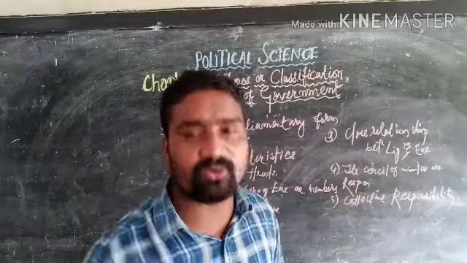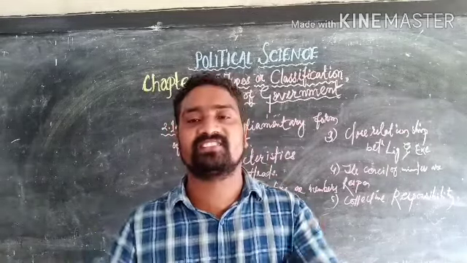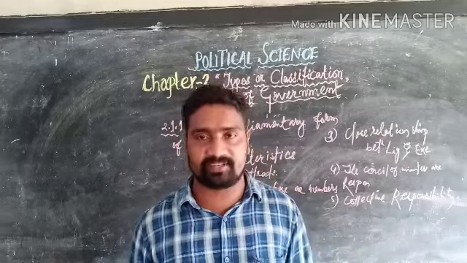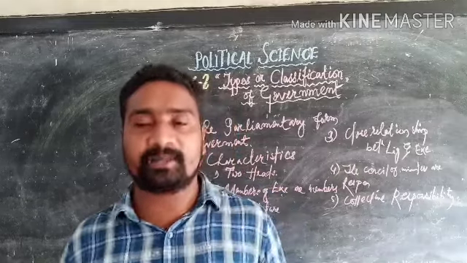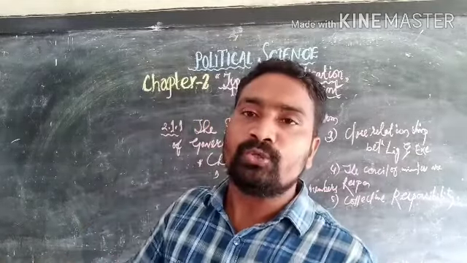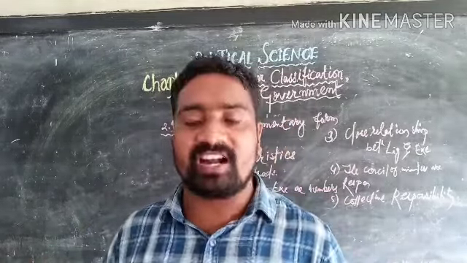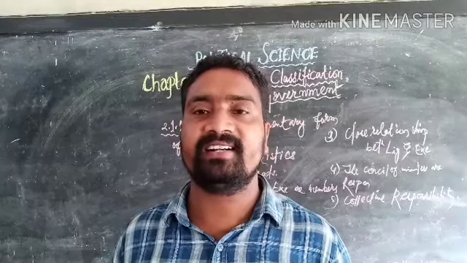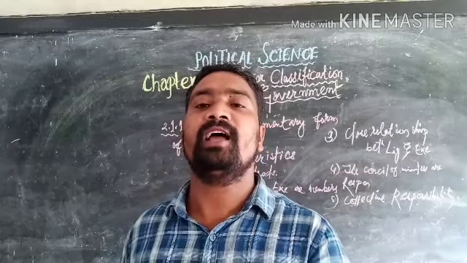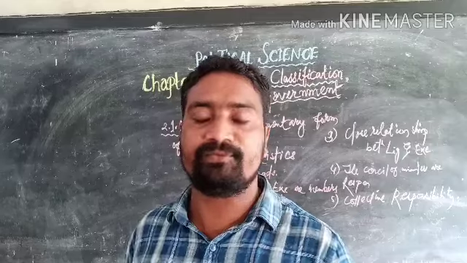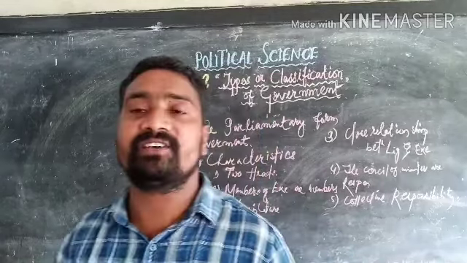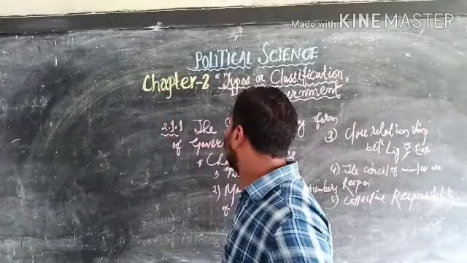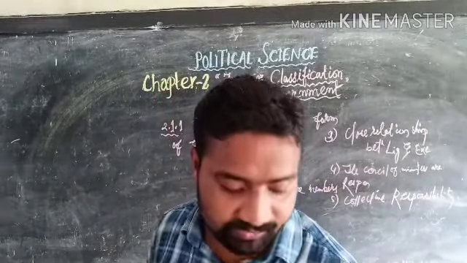Understood? So let me clarify what an alliance government is. An alliance government is a form of government whereby two or more political parties come together and form a government. Is it clear? Okay. So this is the first demerit of the parliamentary form of government.